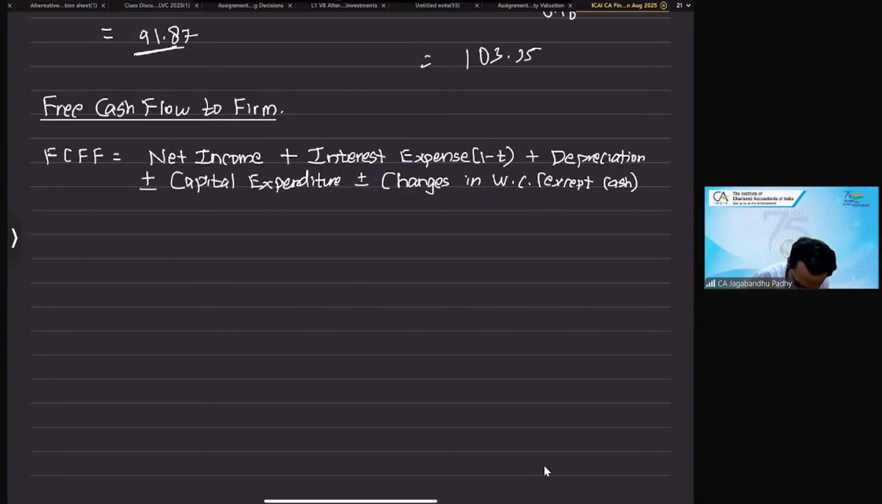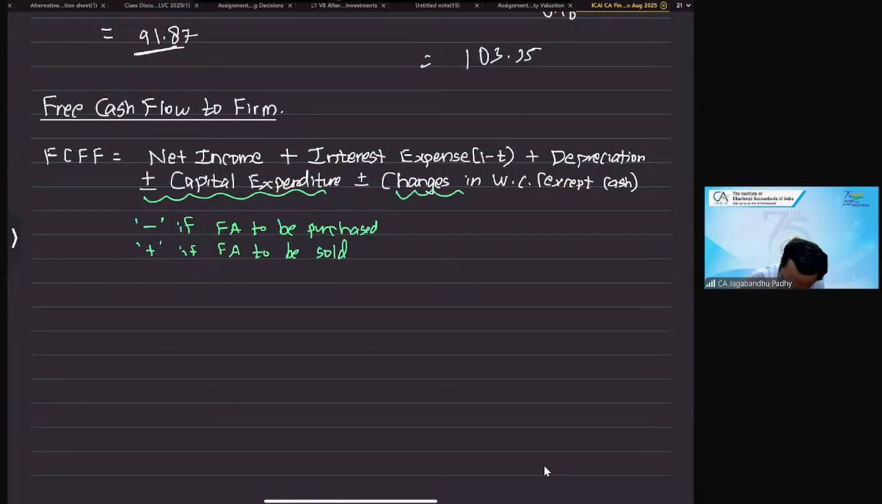I would like to highlight that when it comes to capital expenditure, it will be subtracted if a fixed asset is going to be purchased, and it's going to be added if a fixed asset is to be sold. Same way, changes in the working capital will be subtracted if working capital is increasing. So if you have an increase in stock or an increase in debtors, then there's going to be subtraction. And it's going to be an addition if working capital is going to get reduced. Like if your stock is getting reduced, if your debtors are going to get reduced, then it's a situation wherein the working capital is going to fall, right?